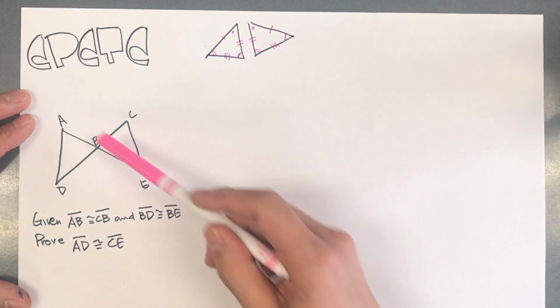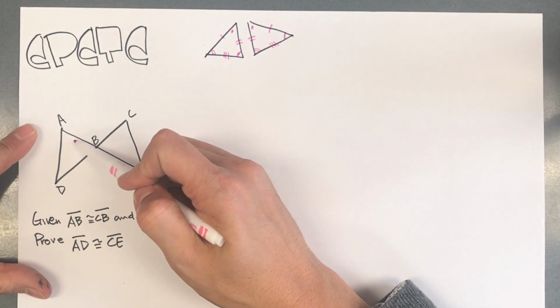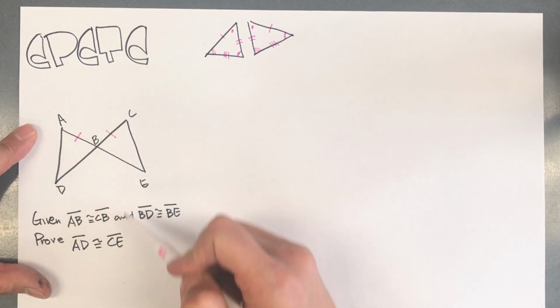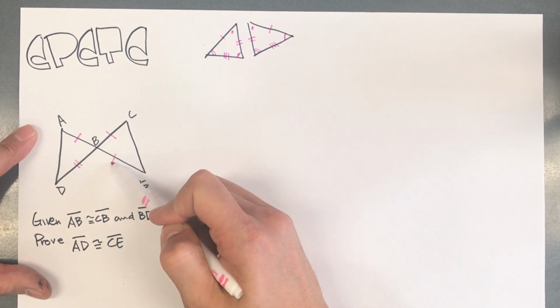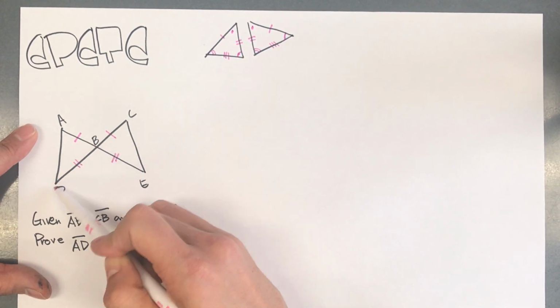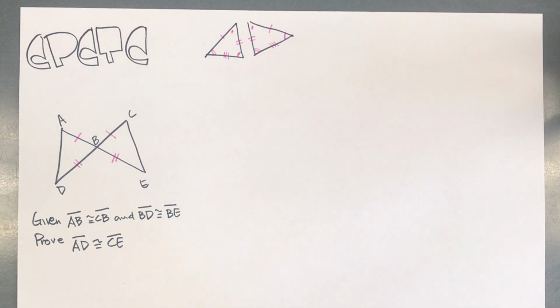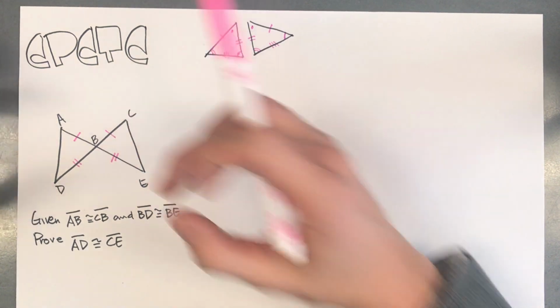given that AB is congruent to CB. Let me use the tick mark so that I won't forget. So these are the given, right? AB is congruent to CB. And we know segment BD is congruent to BE. That means if this is 5 inches, then this will be 5 inches, whatever, right? So this is what we know. And then we have to prove that this segment is congruent to this segment.